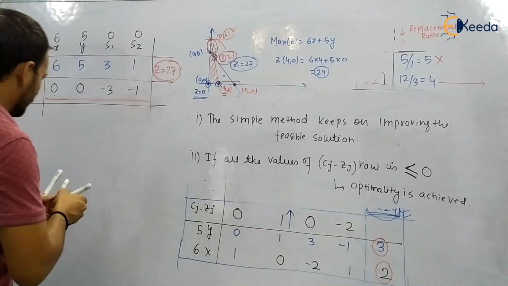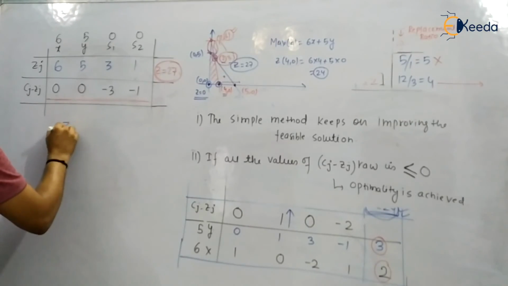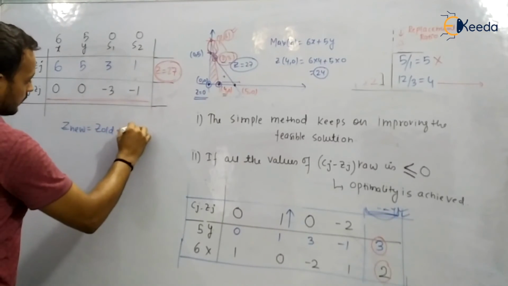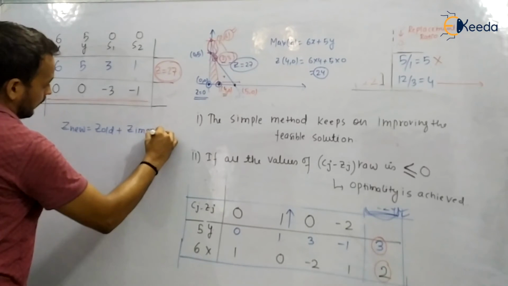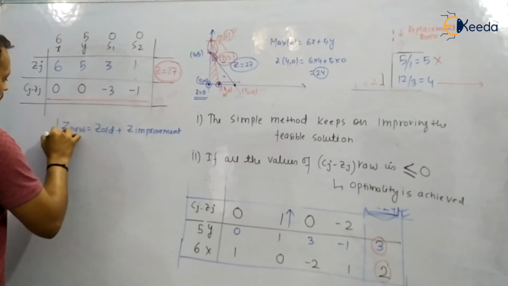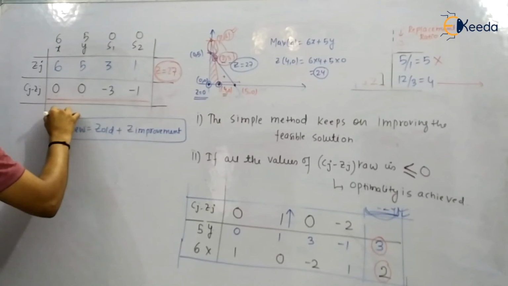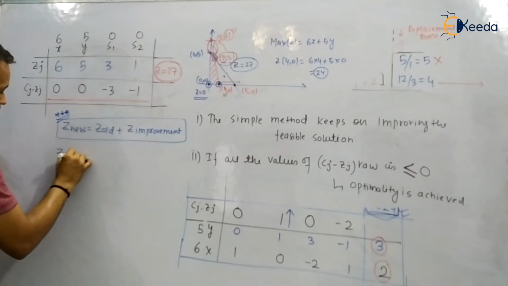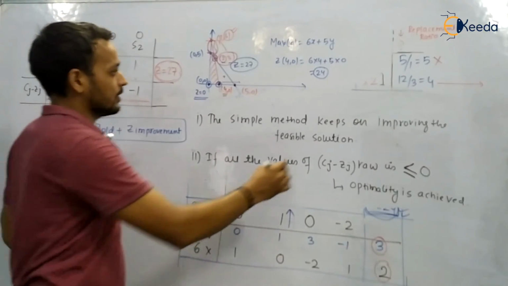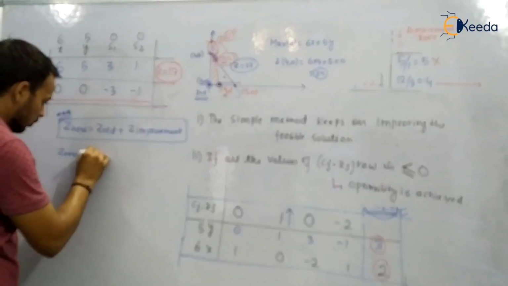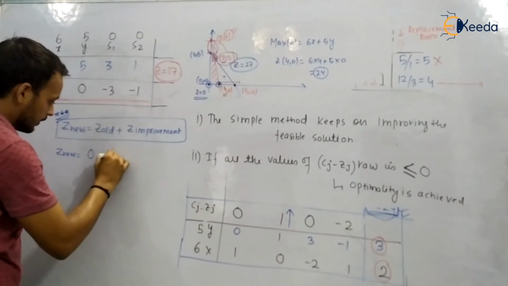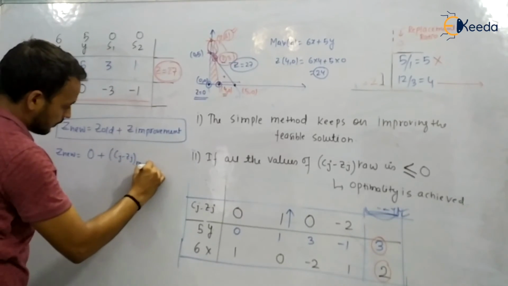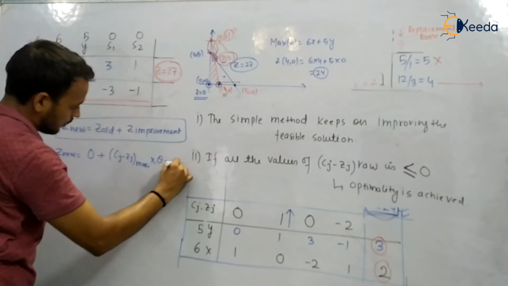And one point you must keep in mind: Z new equals Z old plus Z improvement. In the first case, the Z old was 0, and Z improvement means Cj minus Zj maximum times theta minimum.